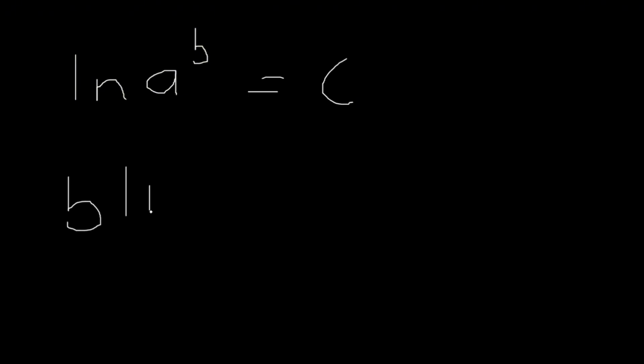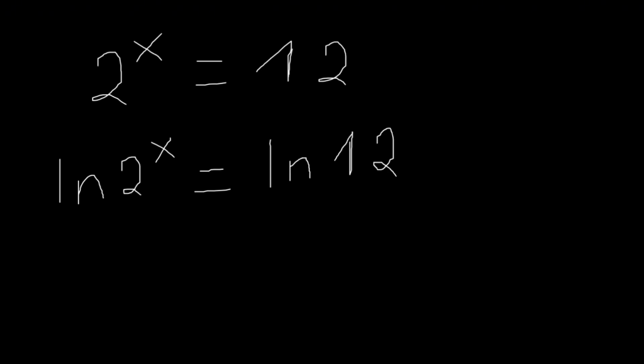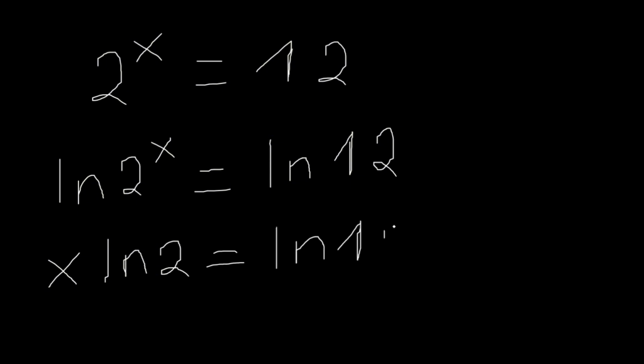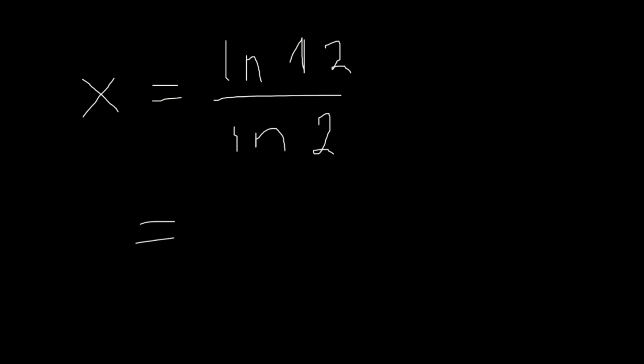From the basic principle of ln, if we have ln a to the power b is equal to c, we can have b ln a is equal to c. Hence, in this case, we are going to have x ln 2 is equal to ln 12. And from here, we can have the value of x. X is equal to ln 12 all over ln 2. And you are going to have our initial answer, that is 3.584.